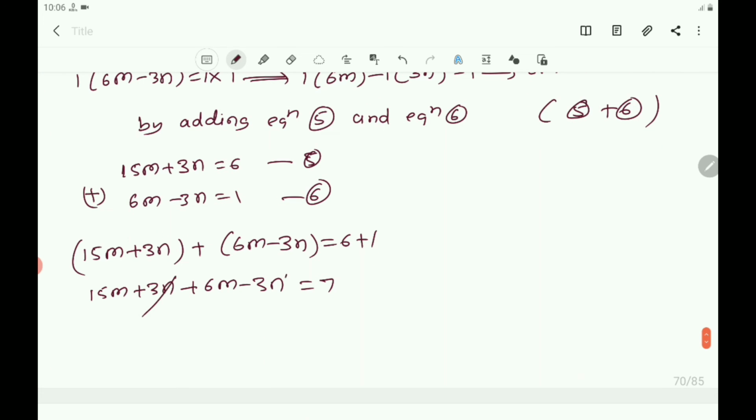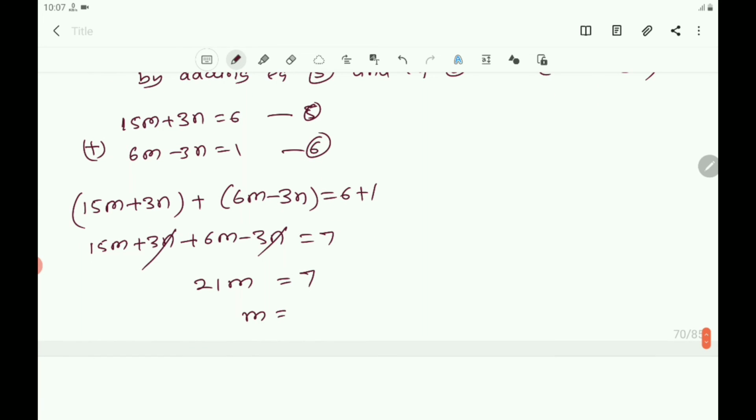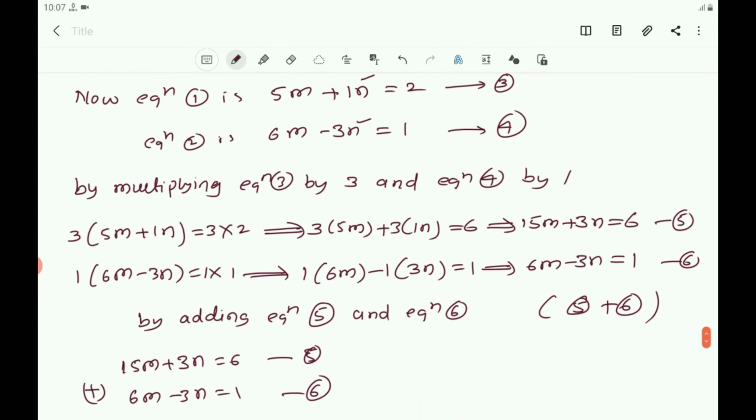Here plus 3n minus 3n cancels. 15 plus 6 is 21m, that equals 7. So you got m equals 7 by 21. So 7 ones are 7, 7 threes are 21. So you got m equals 1 by 3. Next you substitute the value of m in the simpler equation.